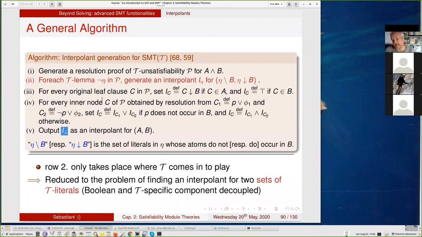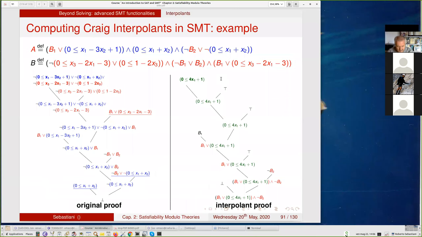The intuition is that at every step you want to consider only the part of A which is relevant, who can have a role in falsifying B. Okay, so in particular you start from an interpolant of the negation of the clause in phi. Okay? So let's see an example.